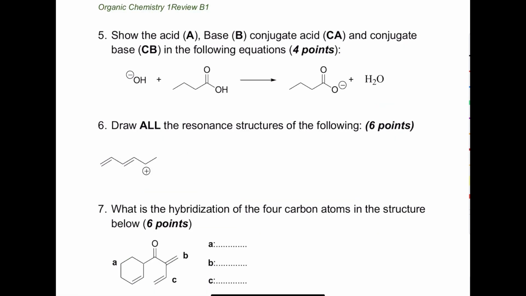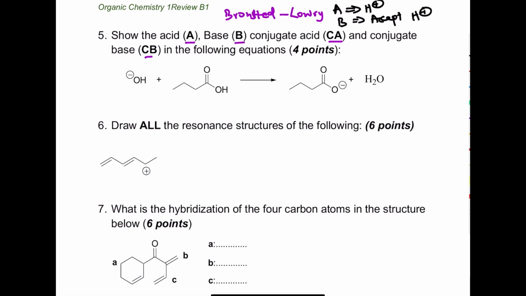Question number 5. Use A for acid, B for base, and then Ca for conjugate acid, and Cb for conjugate base for the following equation. What you're having here is what we call the Bronsted definition, sometimes called the Bronsted-Lowry definition of acid and base. And that basically says that an acid will donate protons, a base will accept protons or hydrogen ions.